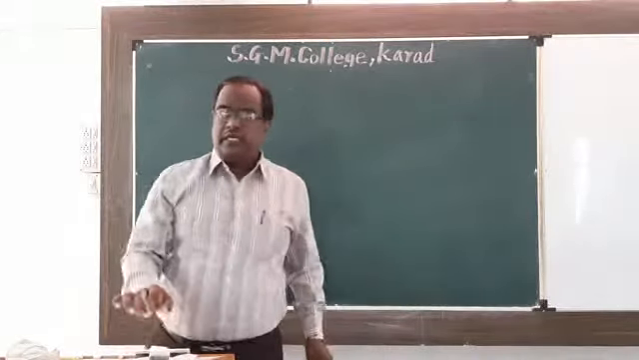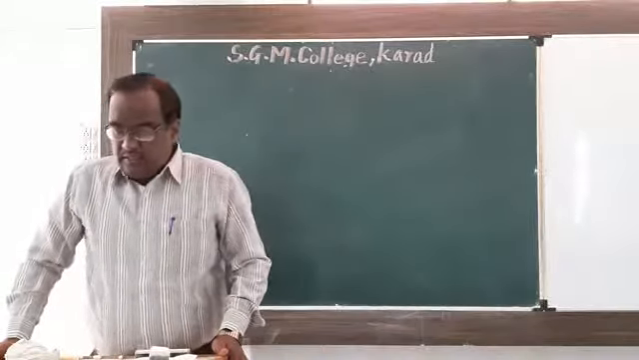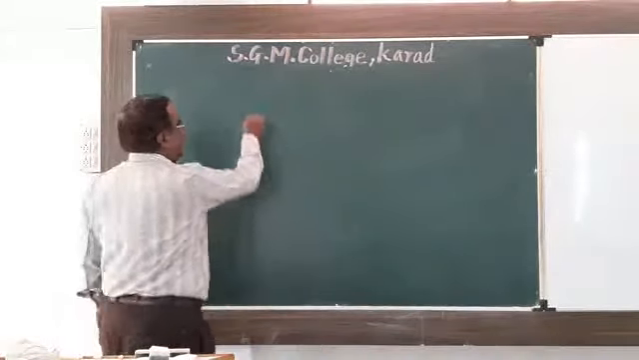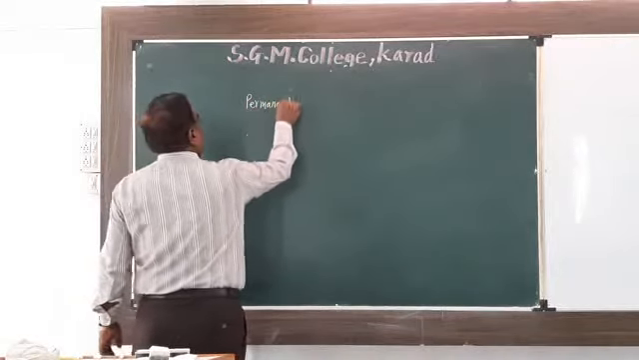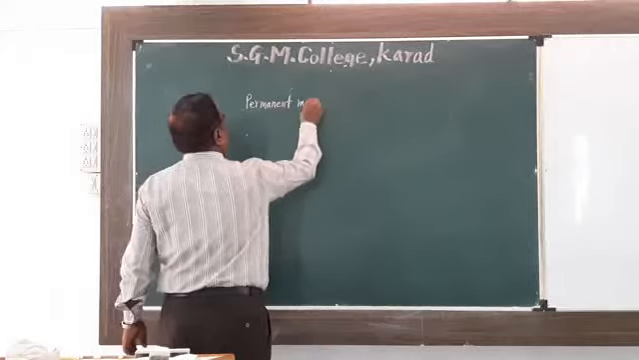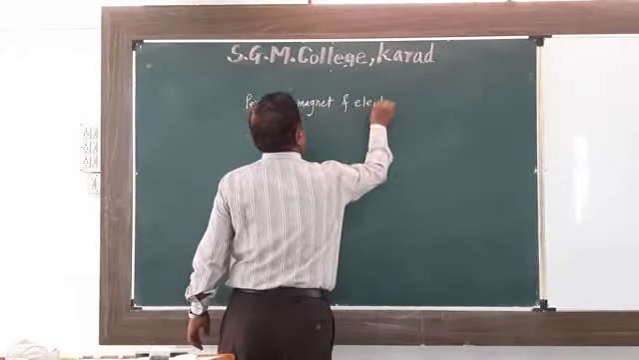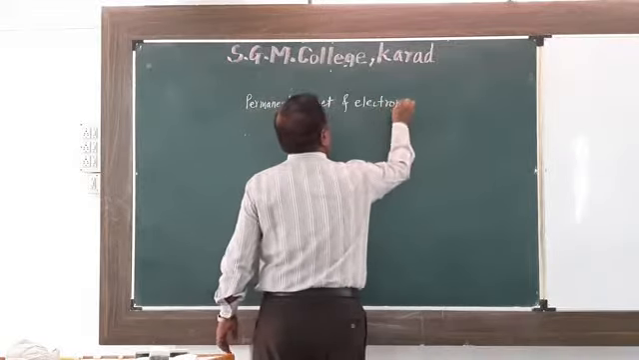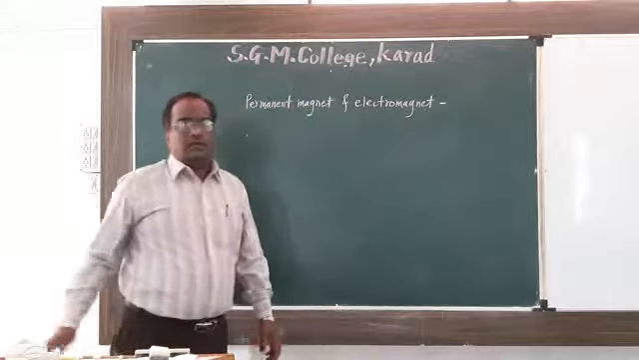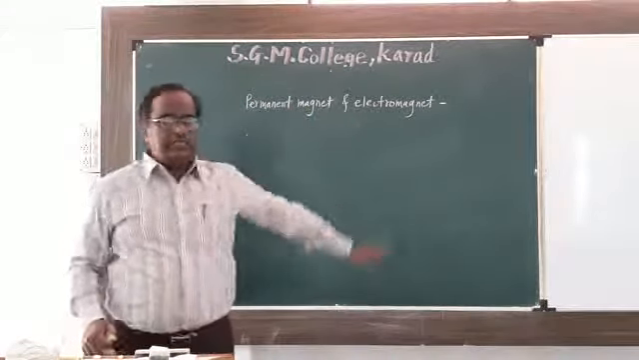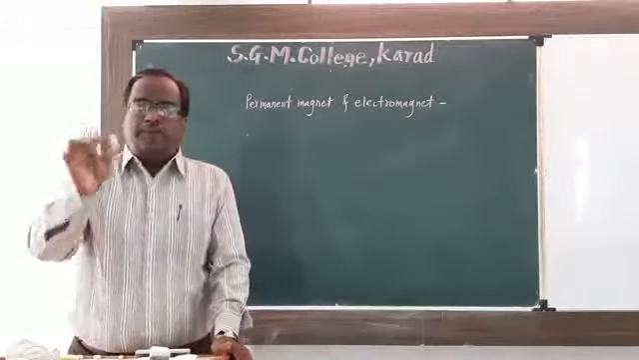Now, there are very small articles remaining in this chapter: permanent magnet and electromagnet. First we will see what an electromagnet is.